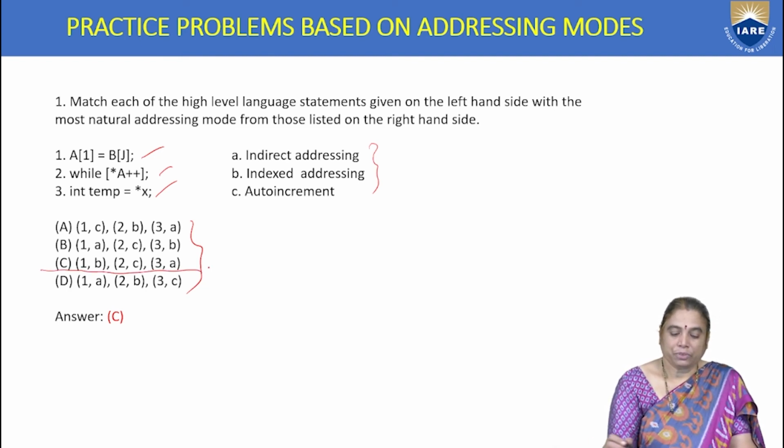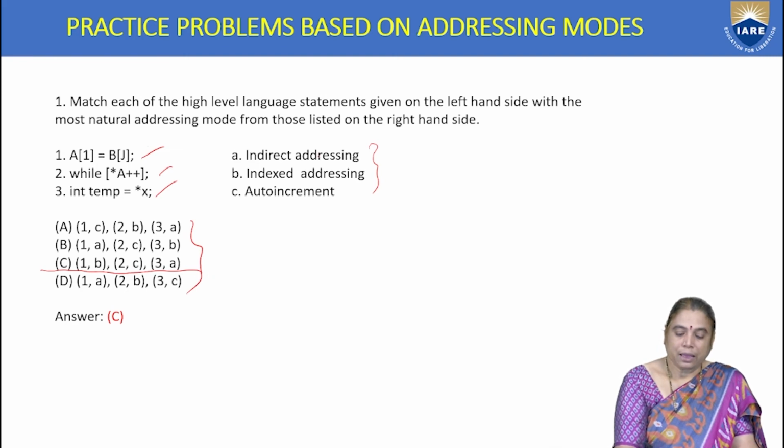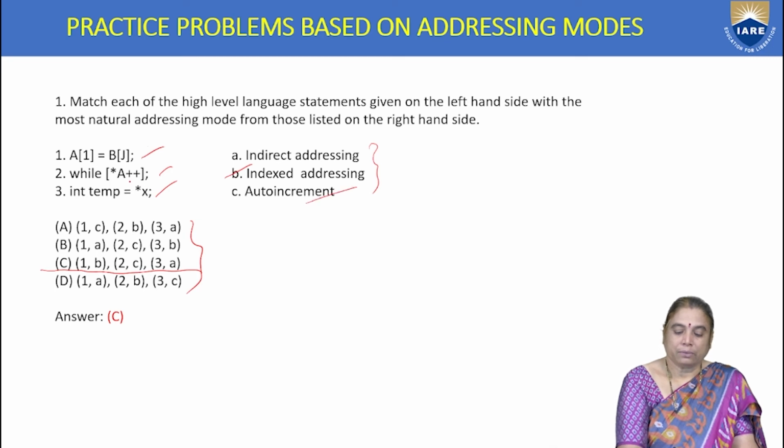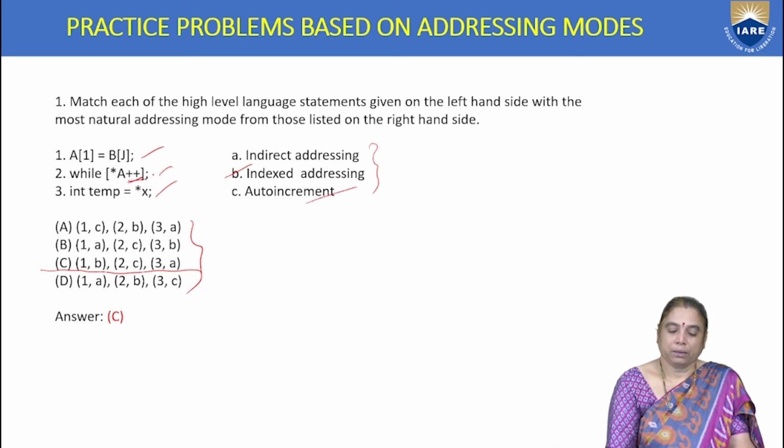So the first one, consider it is an indexed addressing, so indexing has to be used. Next, the second one is auto increment. Why? Because here the increment operator can be specified. Next is indirect addressing mode. So this is the first question. Generally we can observe this type of question in the GATE exams.